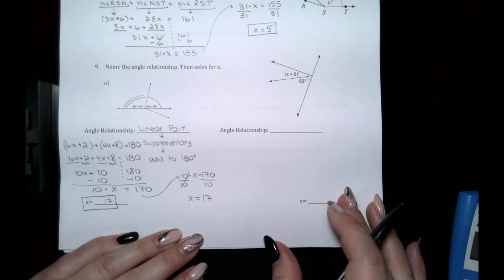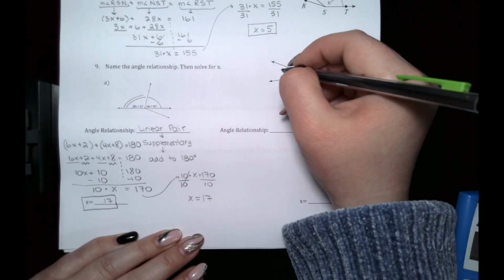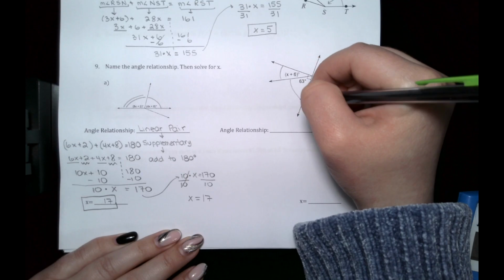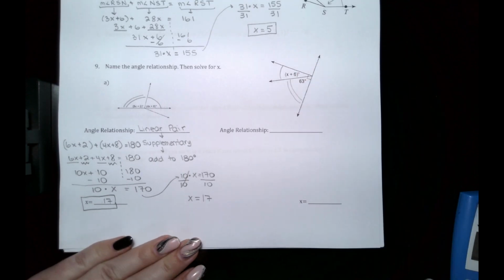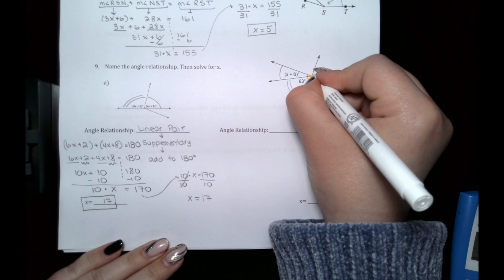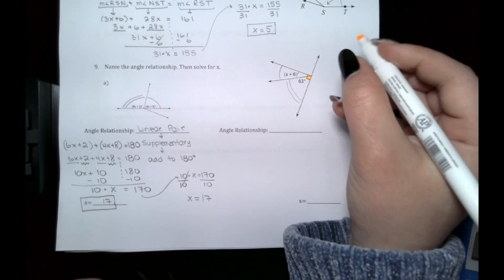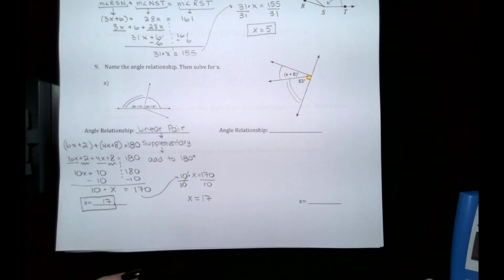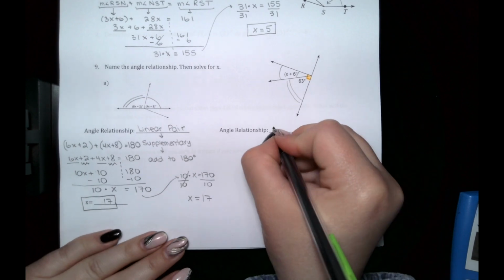Moving on to the next one, it is asking what the angle relationship is. So we're looking between this angle and this angle. And the hint on this one is that they are giving you this little box. This little box is between our two angles. So that means this is a complementary angle.